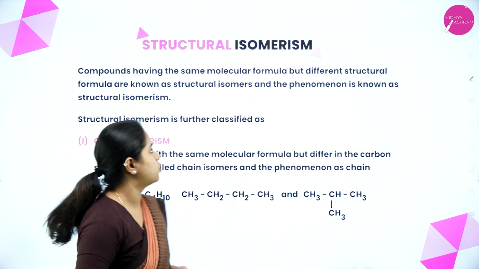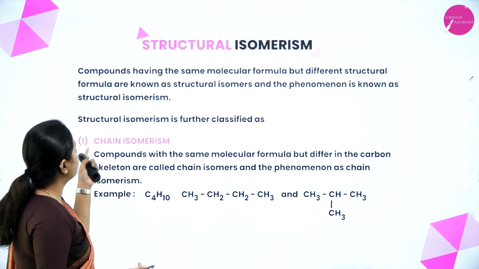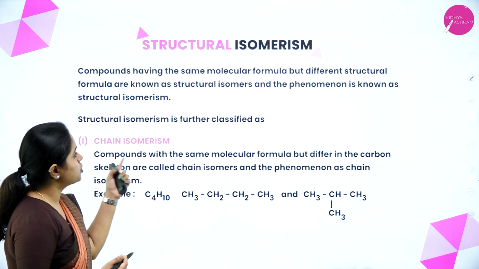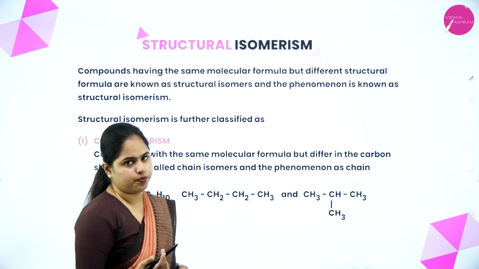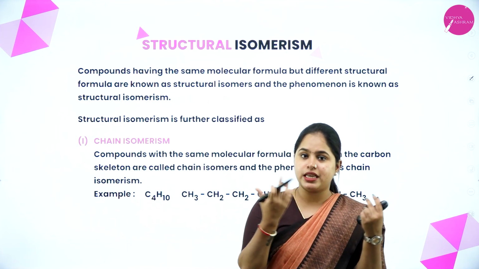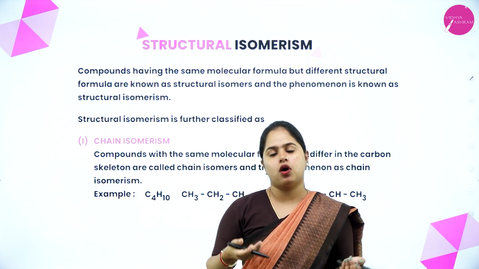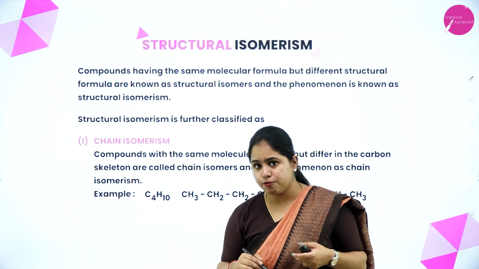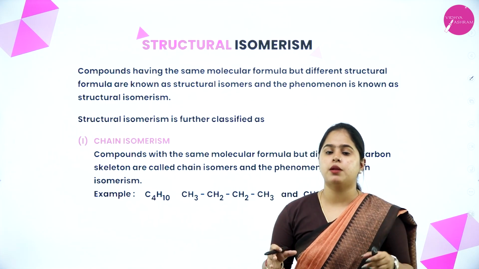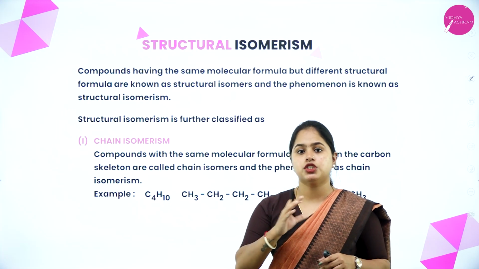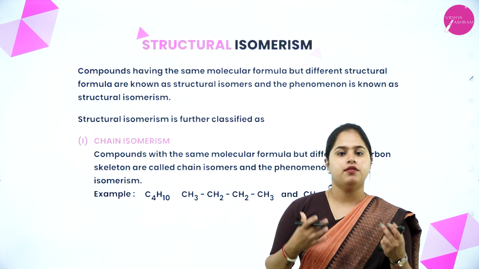So, beginning with structural isomerism. What is structural isomerism? Compounds having the same molecular formula but different structural formula are called structural isomers, and this phenomenon is called structural isomerism. They have the same molecular formula, but their carbon skeleton, that is the number of carbon atoms present in the principal chain and in the branches, will vary. That is, their structure will vary, but the overall molecular formula will be the same.